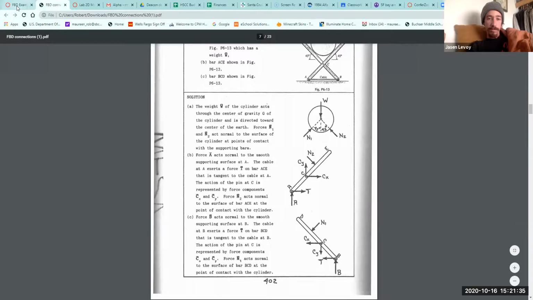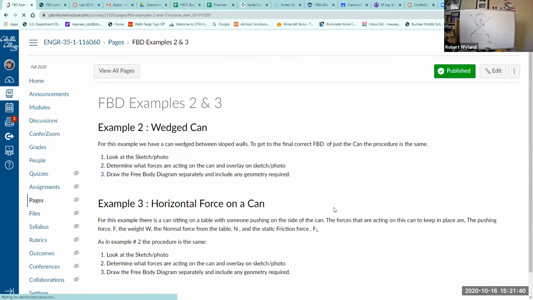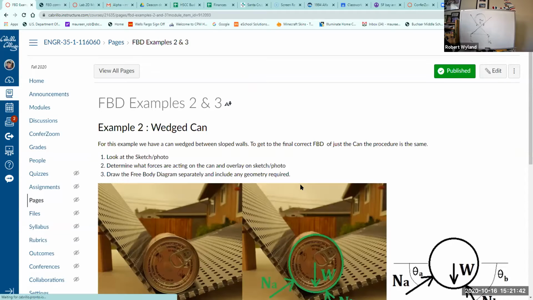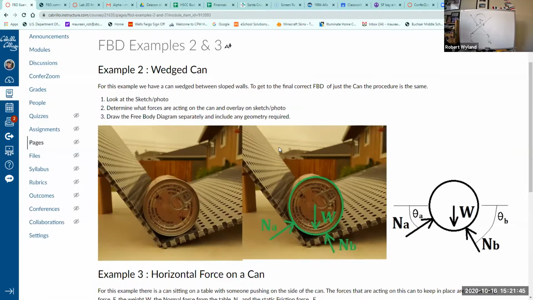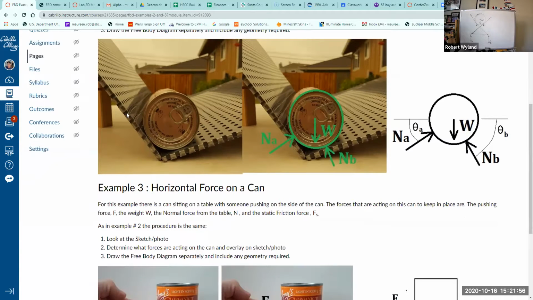Okay. Let's go on to the next page. So I wanted to give a couple examples, just kind of work through them. Here's my can again, and I've wedged it between, we're going to call it two frictionless surfaces. Really isn't going to be any friction in this particular case.